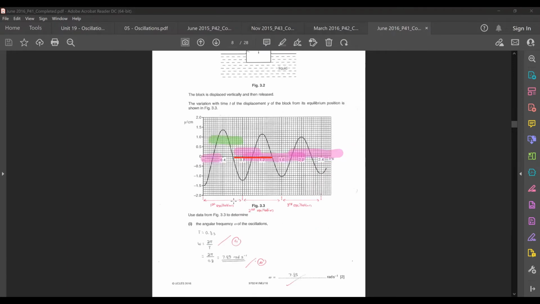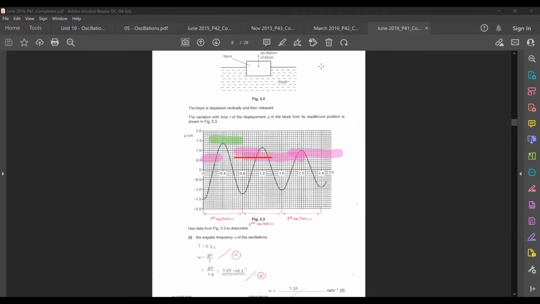Okay, so here, if you look at your graph, this is the first oscillation. This is the second oscillation. This is your third oscillation. So you're really trying to find the loss in energy between these 2 points. So total energy is going to be half m omega square x naught square. You apply that to this point as well as this point.